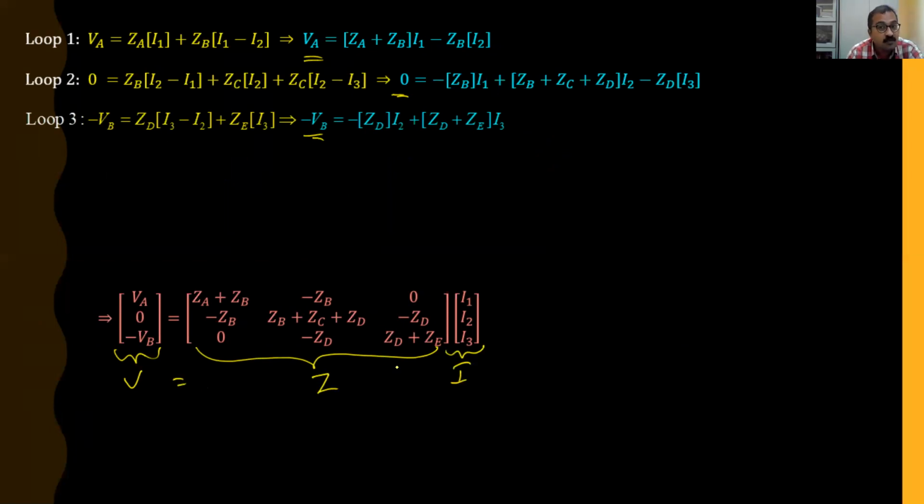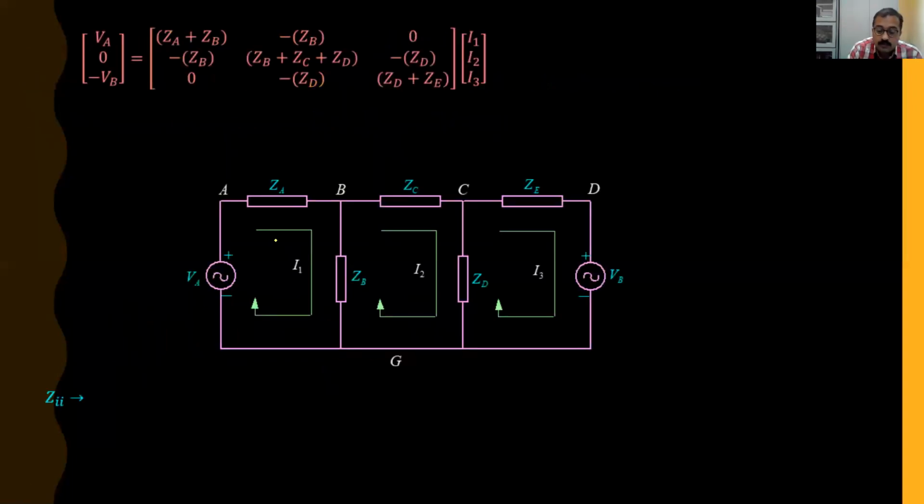What is that? It's Ohm's law, right? So now how can you find I1, I2, I3 using Cramer's rule? Okay, we will see that. Now, just by inspection, you must be able to derive all these things. You should be able to write all these things in one go.